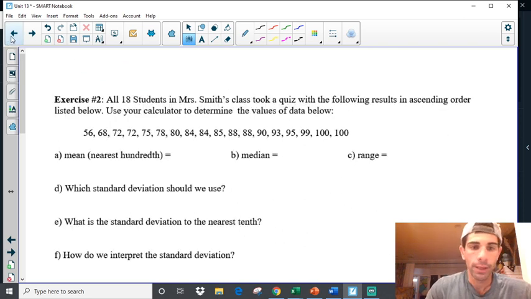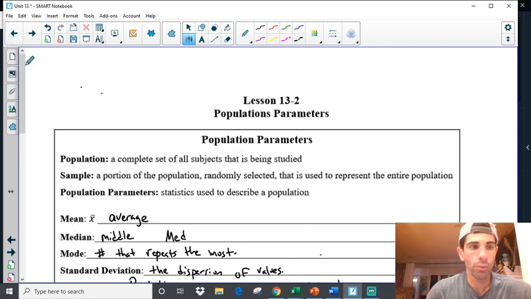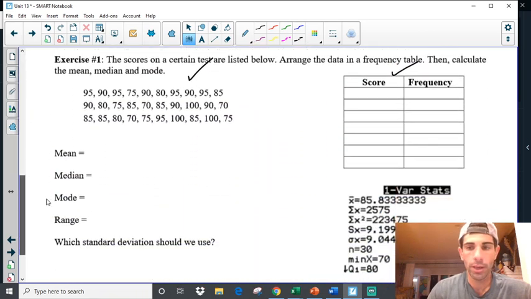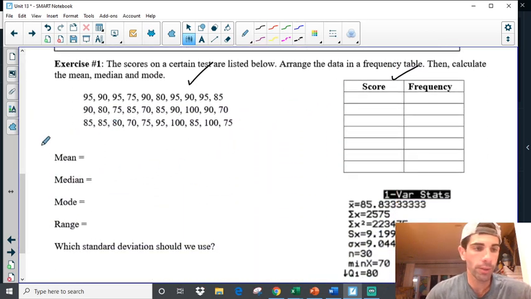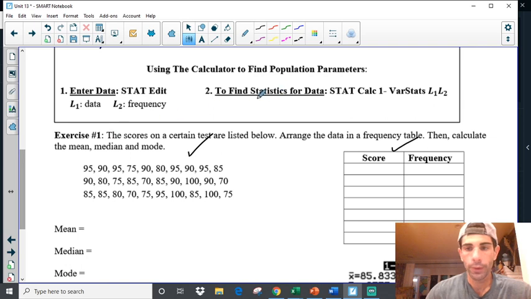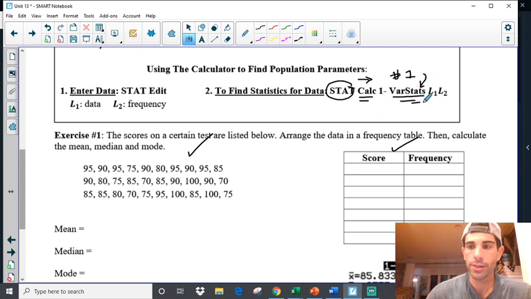In order to do this, you would hit the buttons STAT. Then you would go over to the right where it says CALC, and then number 1 says 1-Var Stats. You would then hit enter.